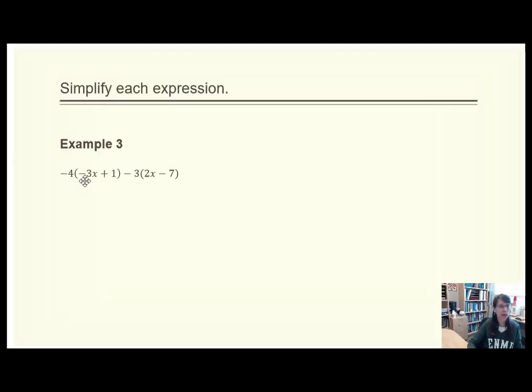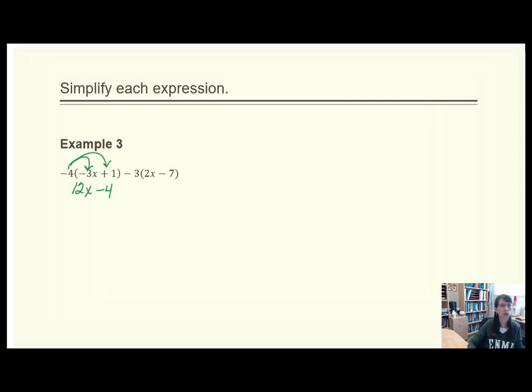In example number 3, we're starting with negative 4 distributed to the quantity of negative 3x plus 1, minus 3 times the quantity 2x minus 7. We'll start with distributing negative 4 to each term in the first quantity. Those two new products would be negative 4 times negative 3x makes a positive 12x. Negative 4 multiplied by positive 1 would make negative 4. So that clears that first parenthesis set.